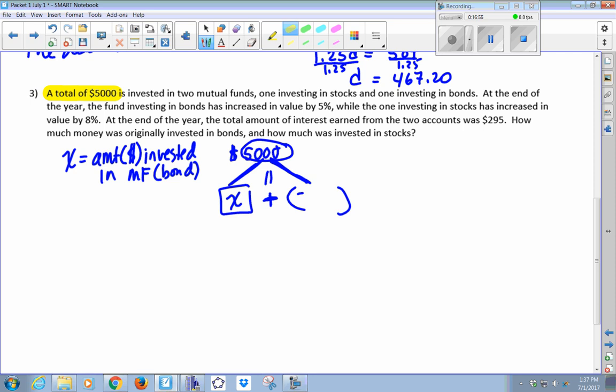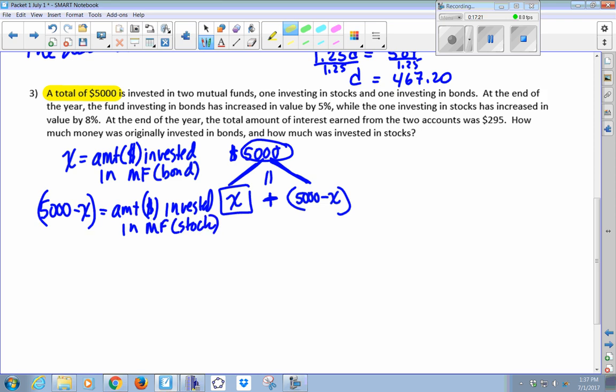So to get the remaining amount of money that you have left to invest, you have to subtract the amount of money you put into the bond fund from your total. This will always be true. 5,000 minus X represents the amount of money invested in the stocks. Now, you could have started this problem off by saying X was the amount in the stocks, and then 5,000 minus X is the amount in bonds. It doesn't matter. Now you notice if you add these two things together, your X's cancel and you get 5,000, which is what you started out with.